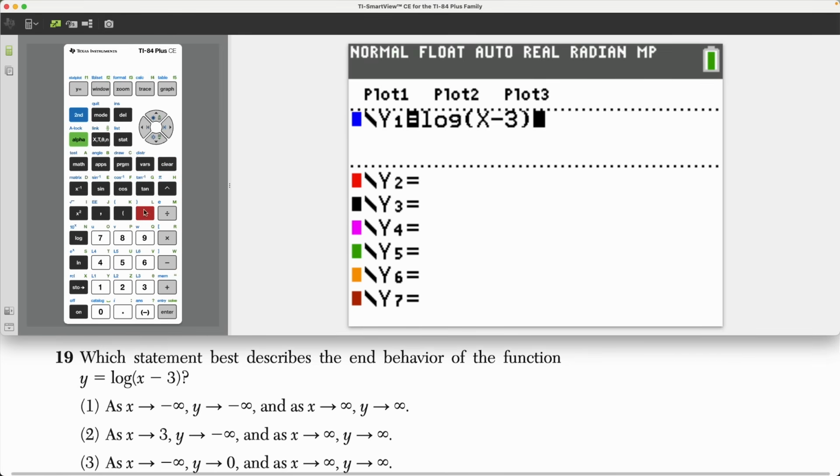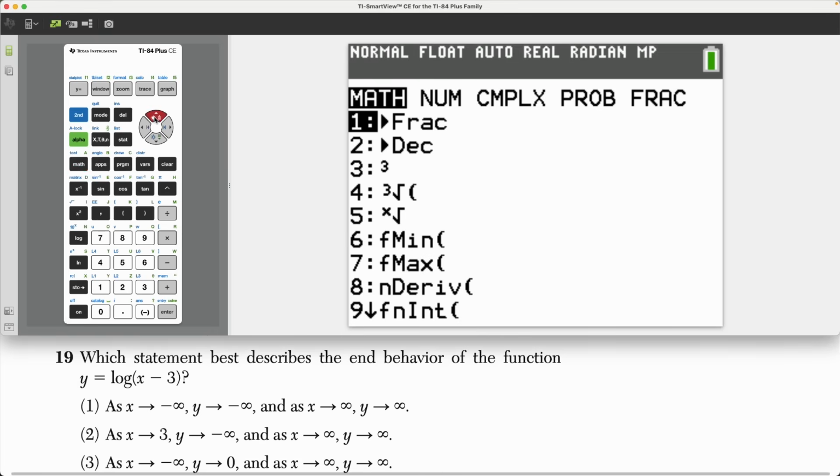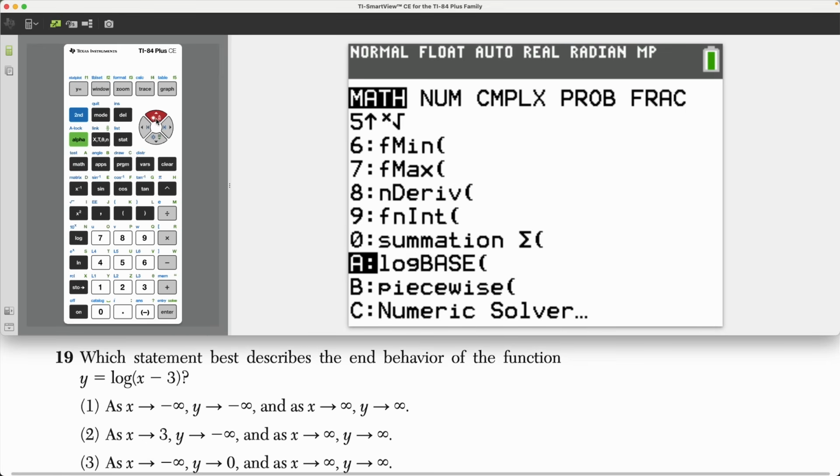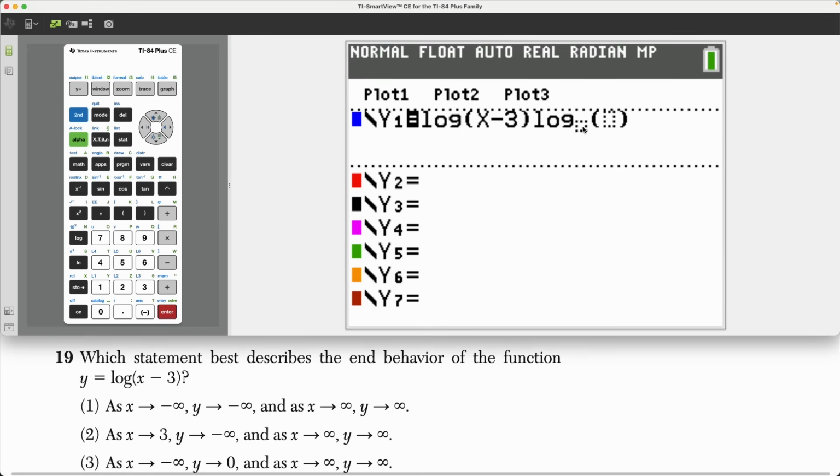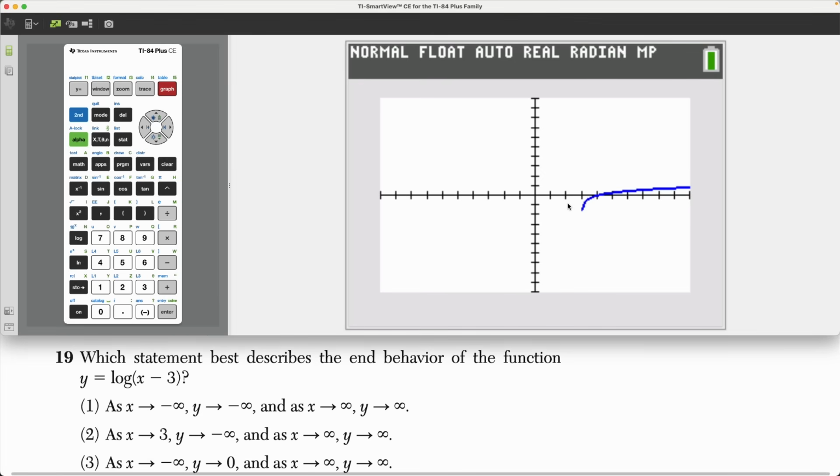If my log had a different base, remember I could go to math, press up, and then log base is this option here. And it gives me a log where I can make a custom base. But here it's just the standard log. And when there's no number written there, the invisible base is 10. So I press graph here and it gives me this picture.